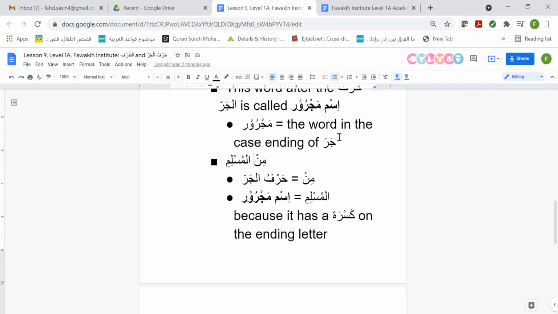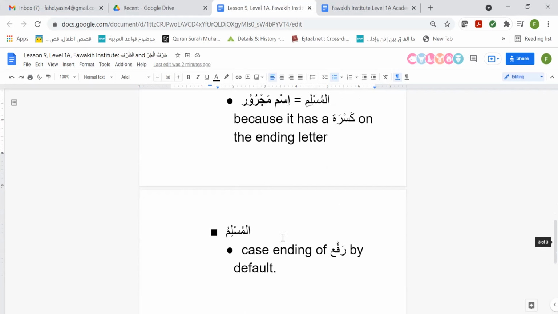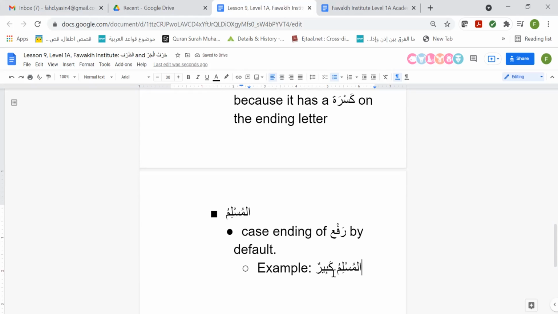I want to ask, if it is in the rafa case, does it always come at the beginning of the sentence? Not always. Good question, actually. Usually, but not always. For your purposes, yes, you'll see it at the beginning. So what you'll probably end up seeing is, for example, al-muslimu kabirun. Yeah, you'll probably see it at the beginning.